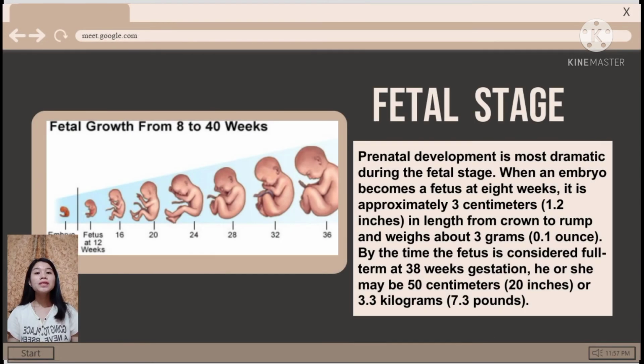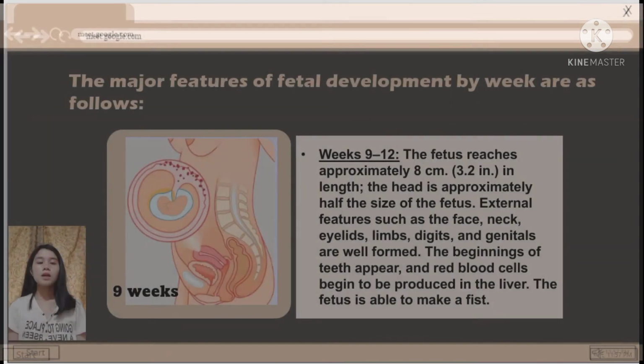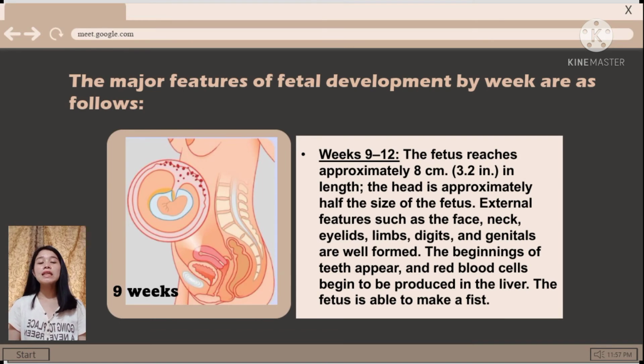Prenatal development is the most dramatic during the fetal stage. When an embryo becomes a fetus at 8 weeks, it is approximately 3 centimeters from crown to rump, and weighs about 3 grams. By the time the fetus is considered full term at 38 weeks gestation, he or she may be 50 centimeters and 3.3 kilograms. The major features of fetal development by week are as follows.